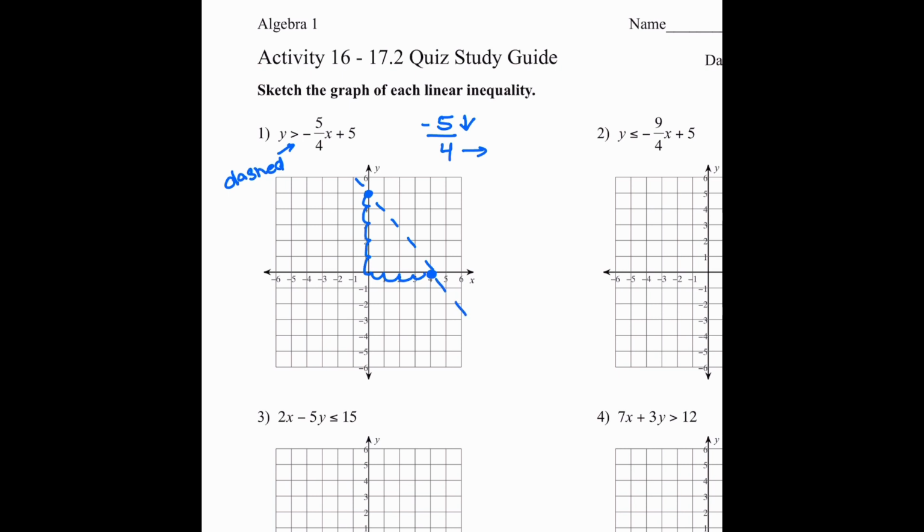And then I have to decide which side of my line I am going to shade. Now, because the sign is facing towards the y, this means that y needs to be bigger, and the bigger y values are above the line. Let's try another one.